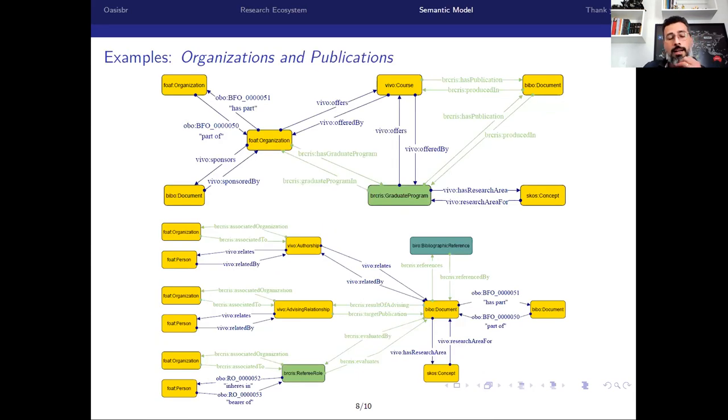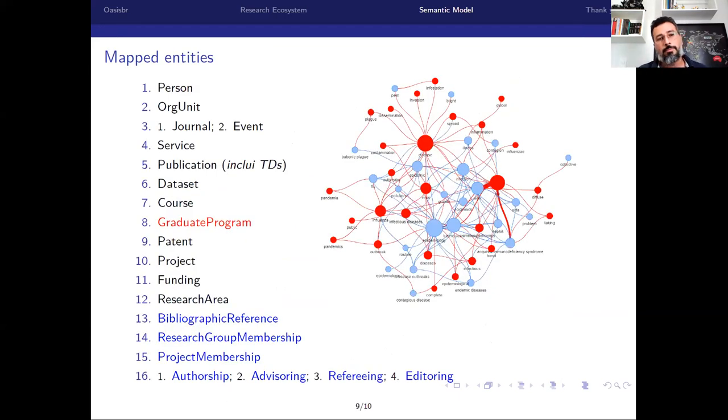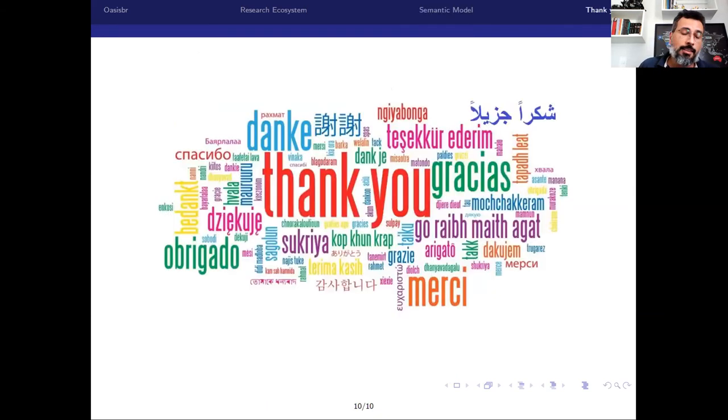We have also a semantic data model that is based on the Vivo ontology, but it is extended to our context to aggregate some entities that are not native in the Vivo ontology and also in standard vocabularies. We have some mapped entities in this ontology that are exported to the Vivo software. And this is what I want to tell you.